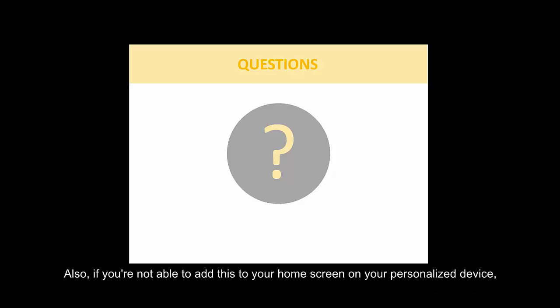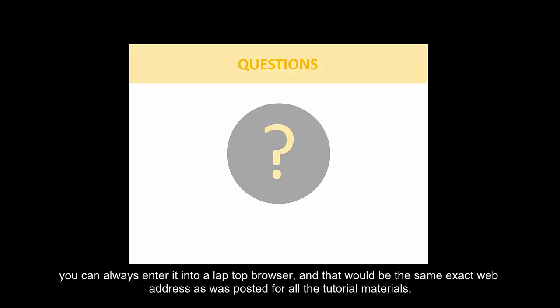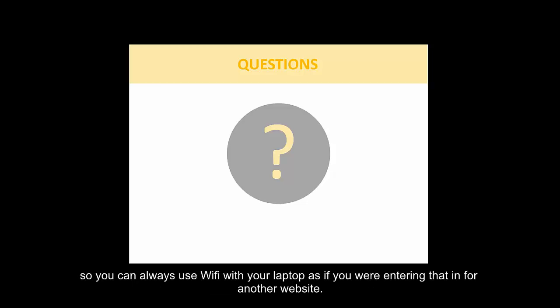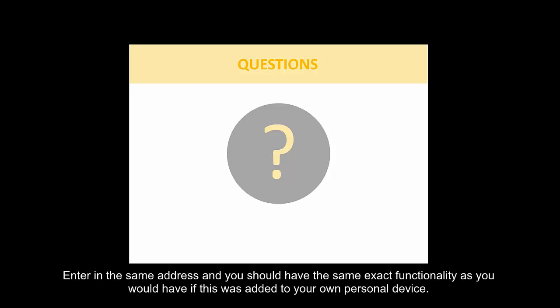Also, if you're not able to add this to your home screen on your personalized device, you can always enter it into a laptop browser, and that would be the same exact web address as was posted for all of the tutorial materials. You can always use Wi-Fi with your laptop as if you were entering another website, enter in the same address, and you should have the same exact functionality as you would have if this was added to your own personal device.